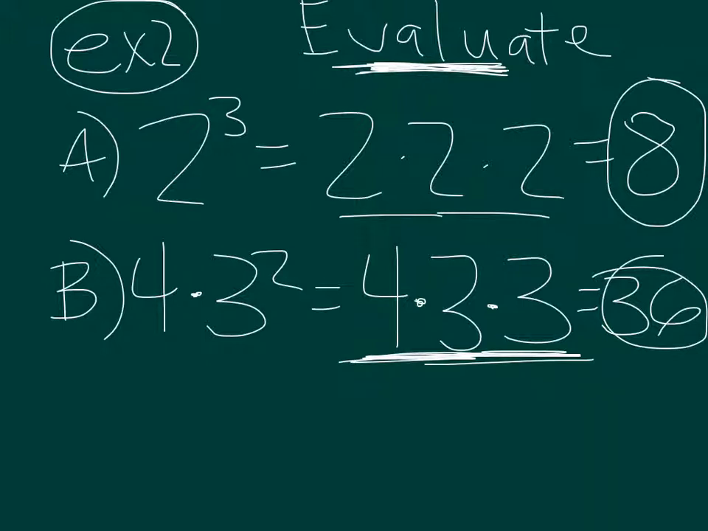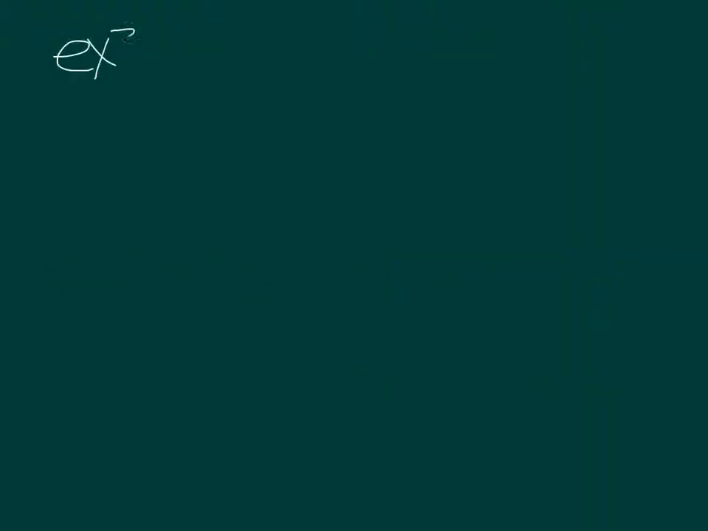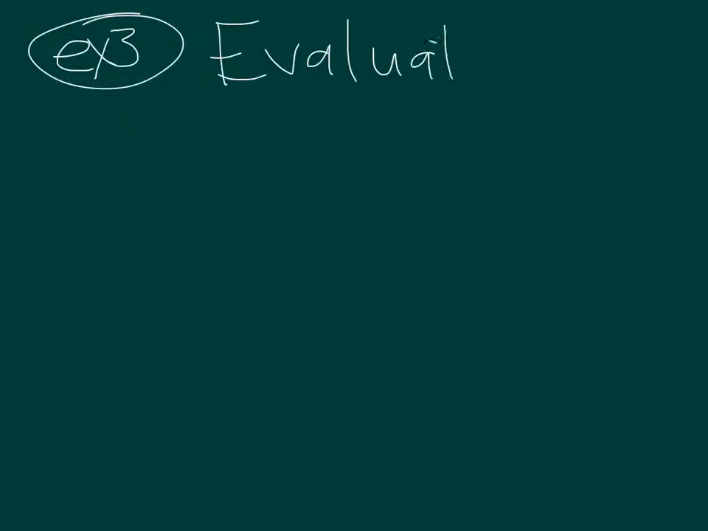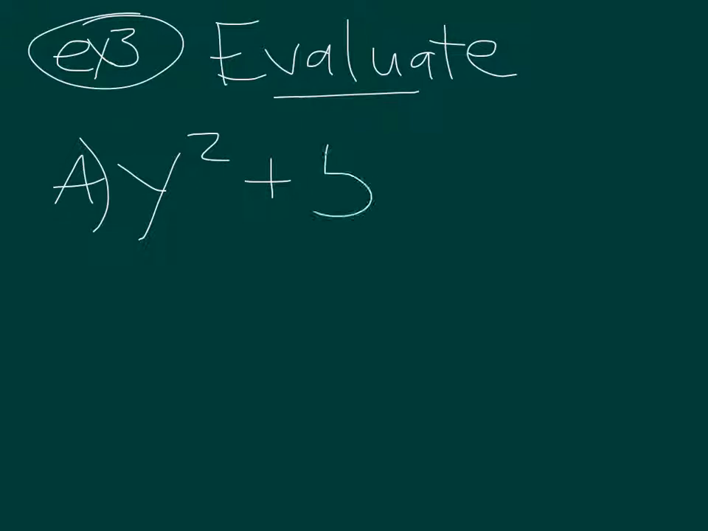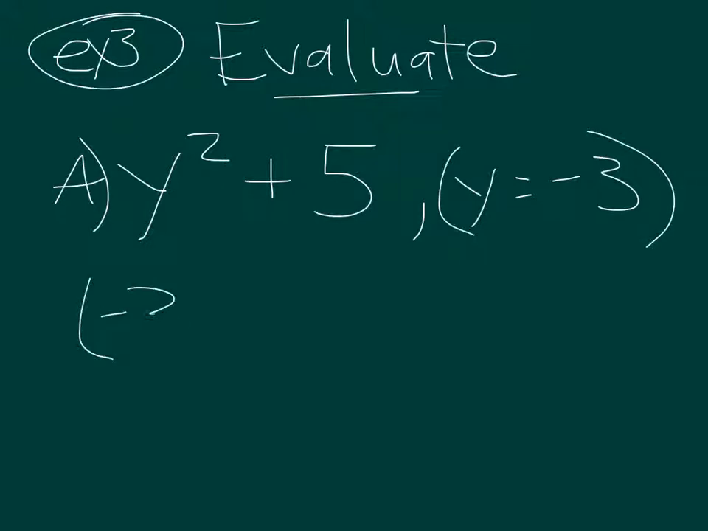Let's go to example 3. Example 3 says evaluate again. So we're going to find a numeric value, a number. And letter A has y squared plus 5. And then it tells you that y equals negative 3. So this would be, and notice I'm putting in parentheses, negative 3 is y squared plus 5.